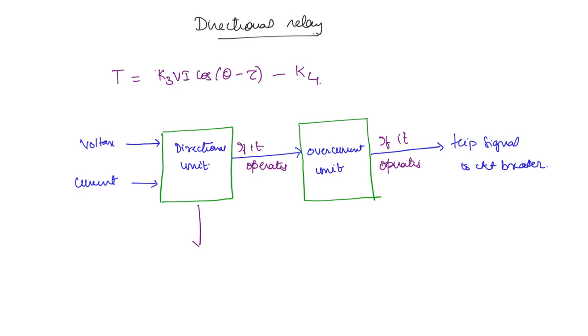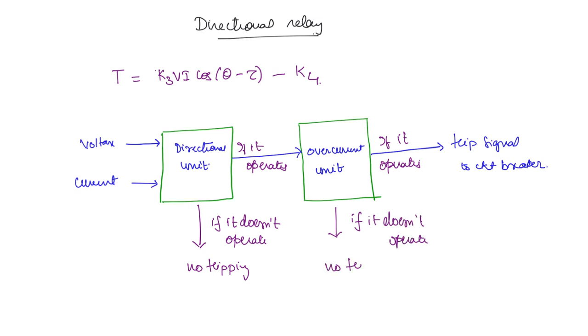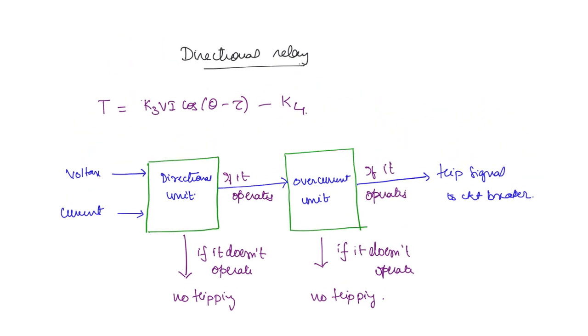Now if it doesn't operate, then there is not going to be any tripping. Similarly here, if it doesn't operate, then no tripping. So this is basically how a directional relay will work. More appropriately, this is a directional overcurrent relay.